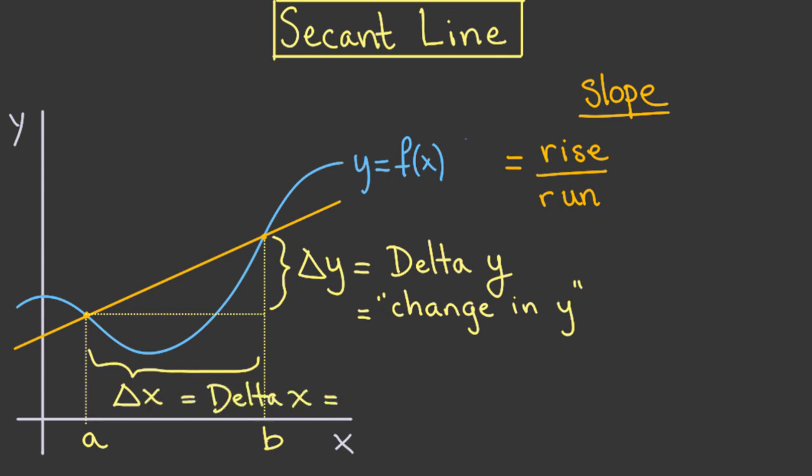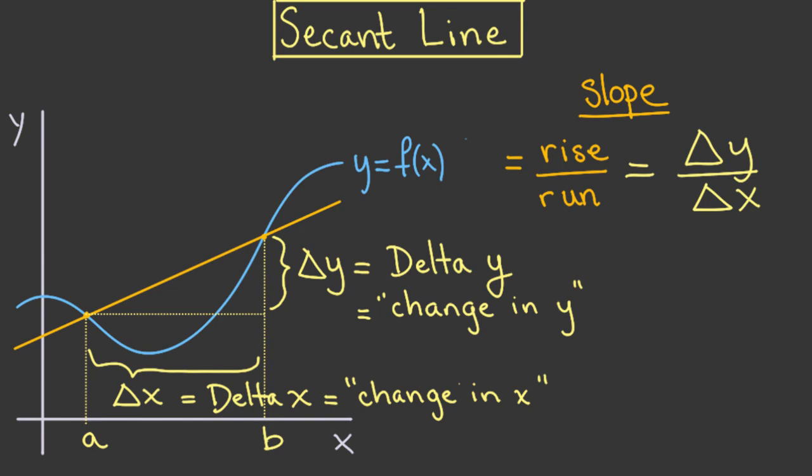Again, it stands for the difference because it is the difference in the x values of these 2 points. We often read this as the change in x. This allows us to identify the slope of the secant line, the rise over the run, which is delta y over delta x.